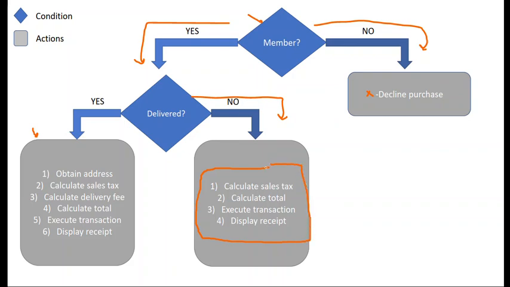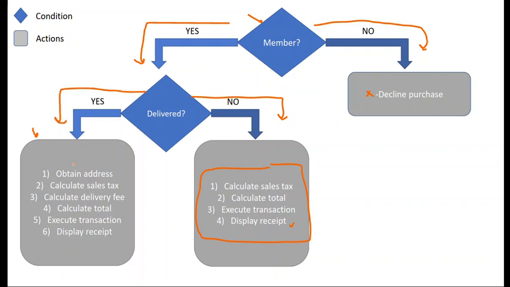These tasks include first calculating the sales tax and then calculating the total of the items plus the sales tax, and then executing the transaction by taking that amount from the customer account and depositing it maybe into the retailer account. And then fourth, a receipt will be displayed for the customer. On the other hand, if the customer actually asked for the items to be delivered, then this path here will be followed.